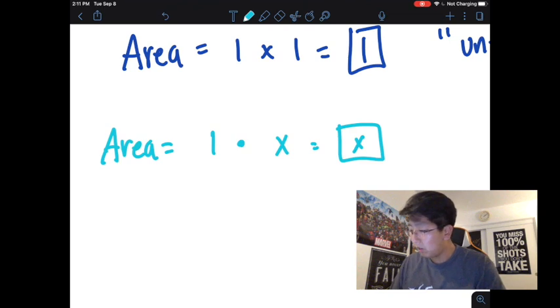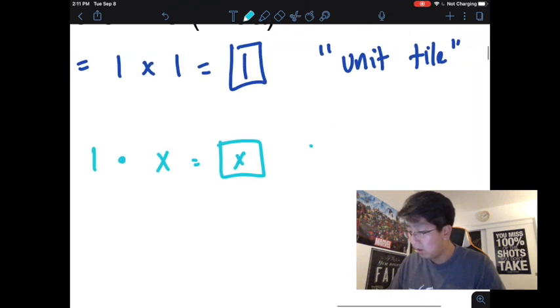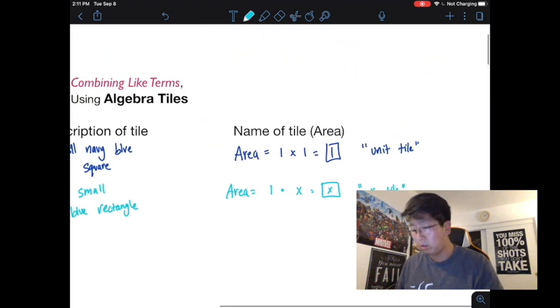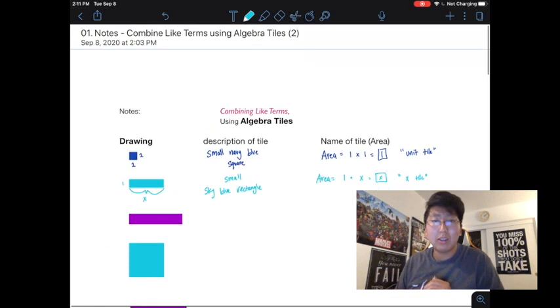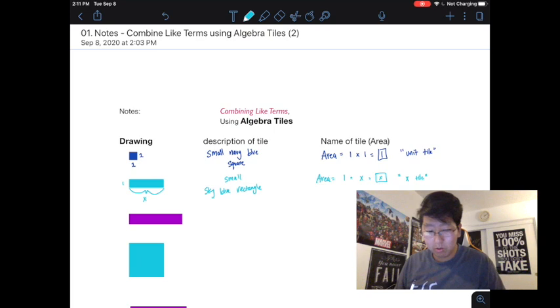So we're going to call this an x tile. Okay? So just an overview right now. We are naming these tiles. We're going to be using these tiles throughout the school year. Okay? The point for what I just tried to show you, I can't find the x tile.